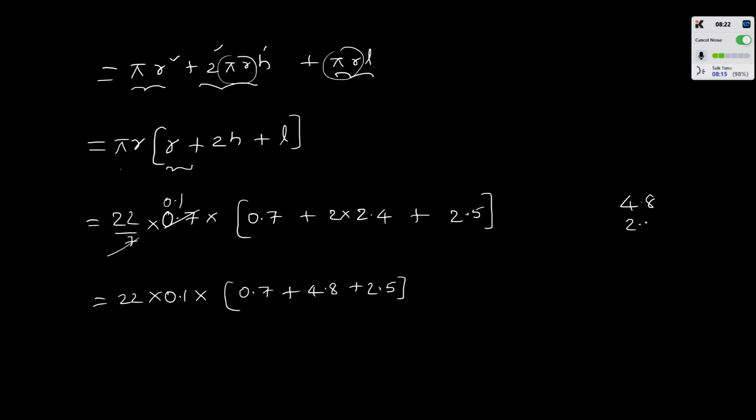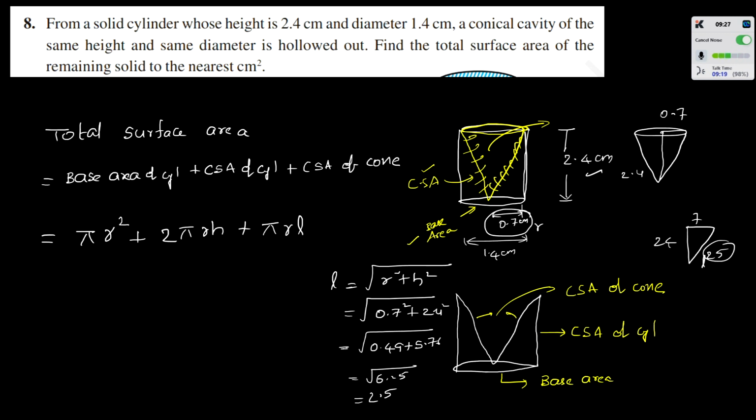4.8, 2.5, 0.7, 15, 20, 8. So overall value into 8. So my answer would be 22 into 0.1 into 8. So what is 22 8s are? 176. So into 0.1, that will become 17.6 centimeter square. Let me check the answer. Yeah. So 17.6 is exactly correct, and this is how we'll solve this problem.